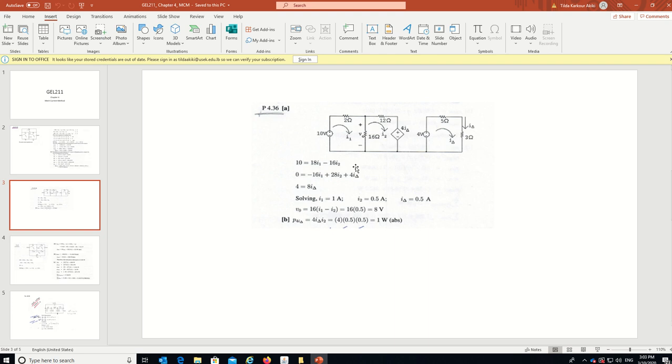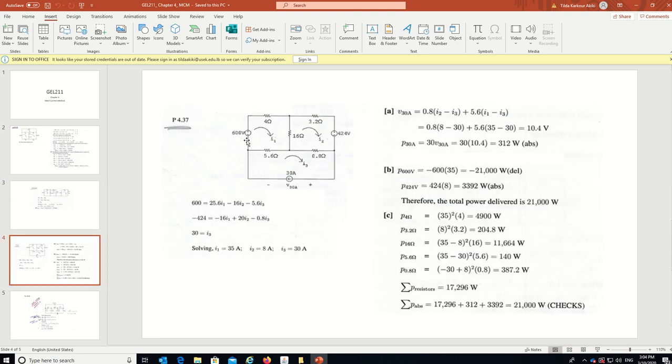In this exercise, you have a dependent voltage source. You write the KVL in the three meshes, and you write the constraint equation, and you solve it. Then, to calculate the power of the voltage source for I delta, the concerned current is I2. It's entering the positive terminal.